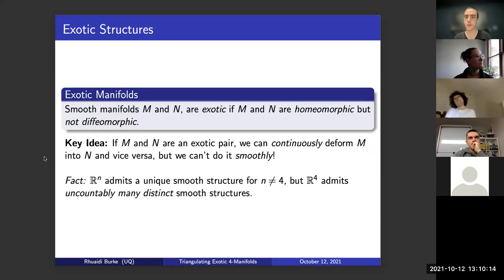One example of why dimension 4 is a strange place to be is that even just ordinary Euclidean space, nothing particularly interesting about it, admits a unique smooth structure in any dimension other than 4. But in dimension 4, Euclidean space admits uncountably many smooth structures. Not just multiple, not just a few, not just countably many, but uncountably many, which I find completely crazy.